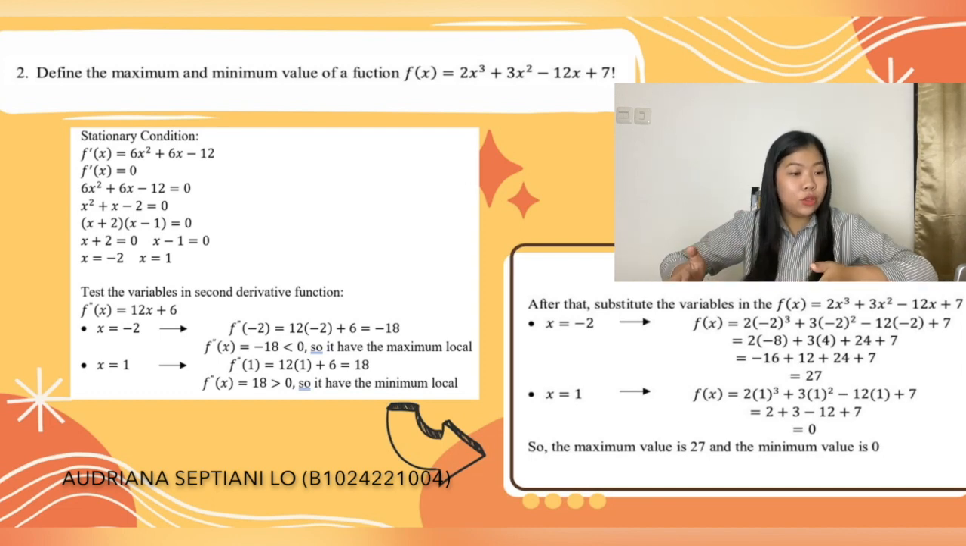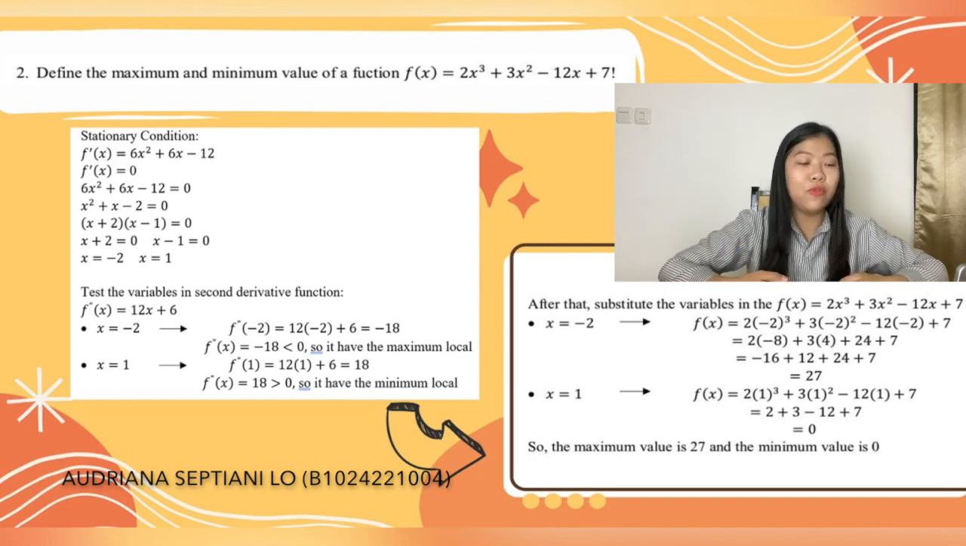Next, we go back to substitute the variable into the first function to find the maximum value. f(x) equal to 2 times minus 2 power 3 plus 3 times minus 2 power 2 minus 12 times minus 2 plus 7, and the result is 27. So the maximum value of this question is 27.